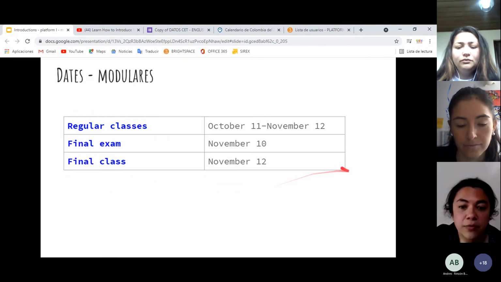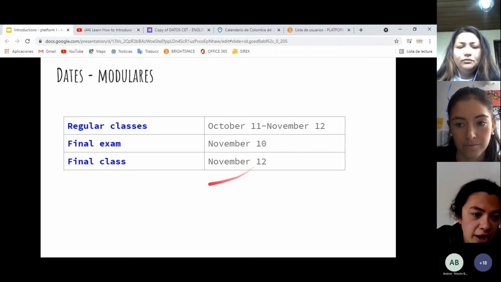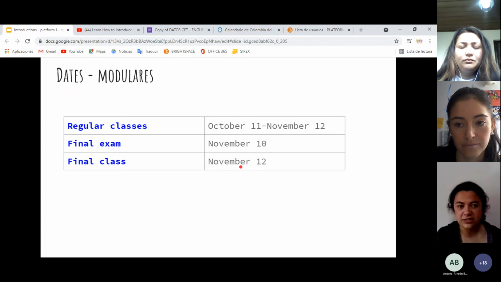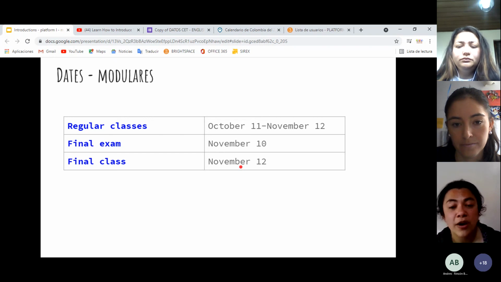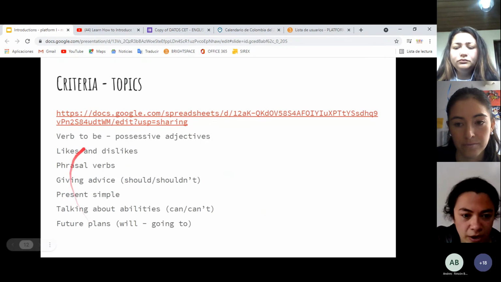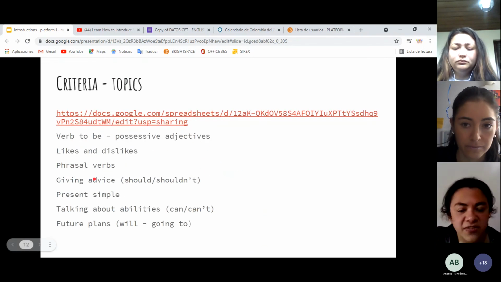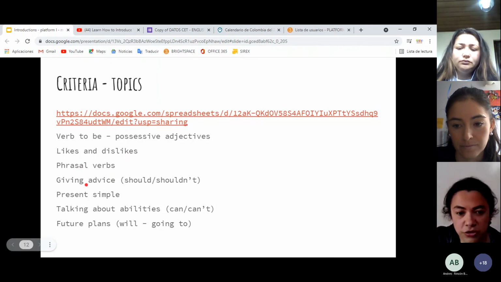We're going to have classes from October the 11th, today, up to November the 12th. Our final exam is going to be on November the 10th. Our final class is on November 12th. On November 11th, we are going to have some activities to evaluate, different from the exam, and we're going to have some feedback from the class as well. Please remember, these are the topics from our class. We're going to be working on verb to be, possessive adjectives, likes and dislikes, phrasal verbs, giving advice, which is should and shouldn't, maybe other strategies to give advice, why not?